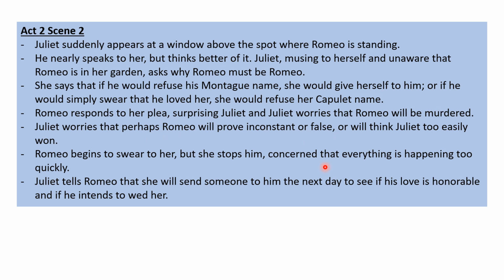Romeo begins to swear his love to her, almost as if to be married. And she stops him, again concerned that everything is happening very, very quickly, which is an audience concern that we share as well. Juliet then tells Romeo that she will send someone to him the next day to see if his love is true and honourable and if he intends to wed her.